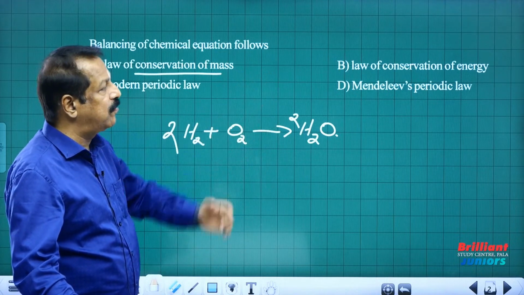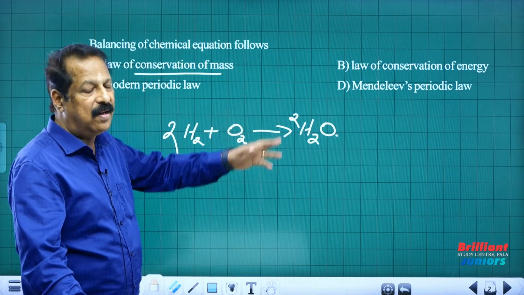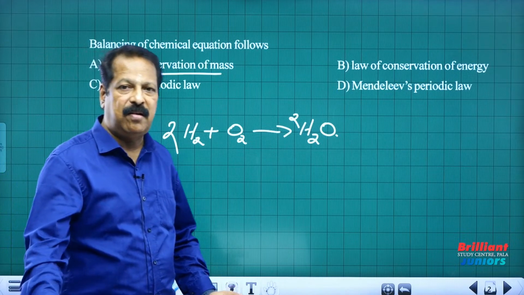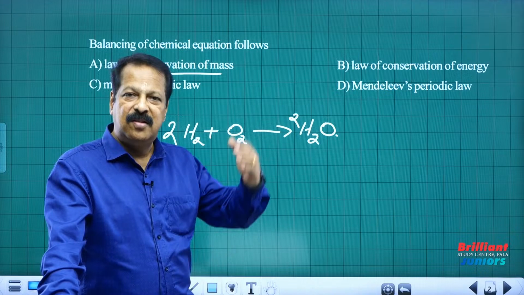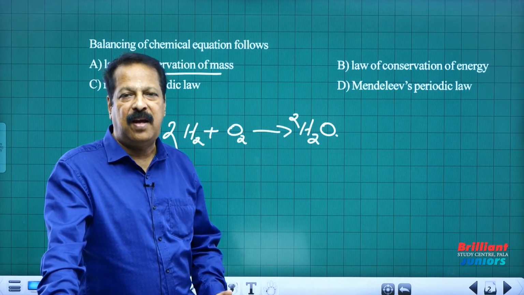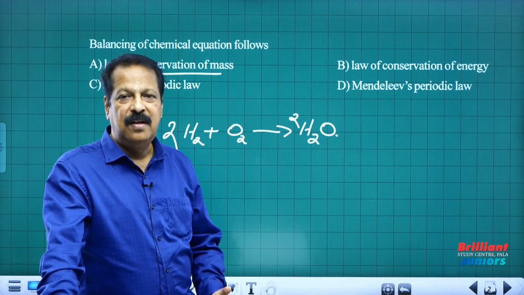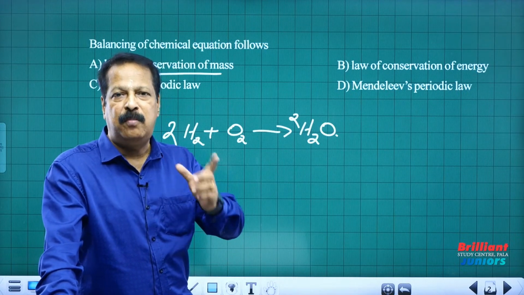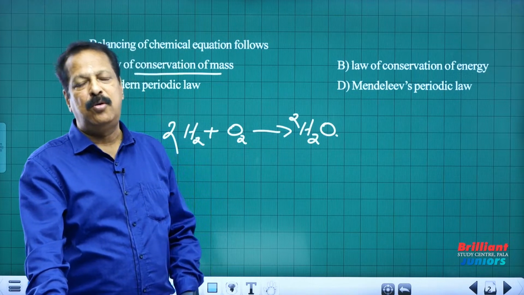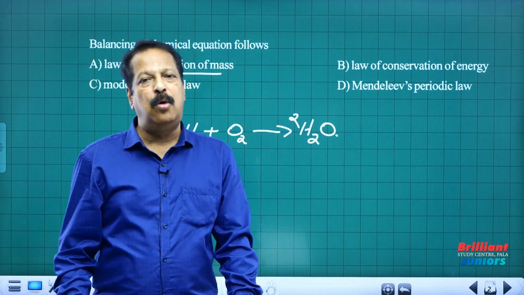And next is the law of conservation of energy. It is entirely different. Energy can neither be created nor be destroyed, and it can be converted from one form to another form. This is a normal statement that we have always been saying from lower classes. There is a new statement: it is impossible to construct a perpetual motion machine.